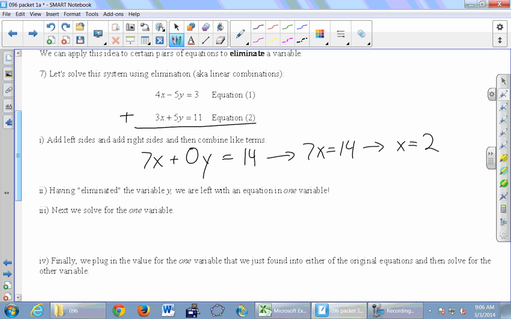You could say minus 0 if you want. Ultimately, generally, you don't even write that at all. You just say the y's cancel and you just jump right to here. Yeah, but subtracting 0 is the same as adding 0, so it's fine to write it with a minus.